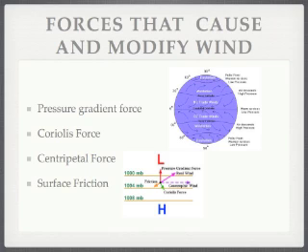Forces that cause and modify wind. Firstly, as gravity compresses the Earth's atmosphere, it creates air pressure, the driving force of wind. Without gravity, there would be no atmosphere or air pressure, and thus no wind. Pressure gradient force. The force actually responsible for causing the movement of air is the pressure gradient force.